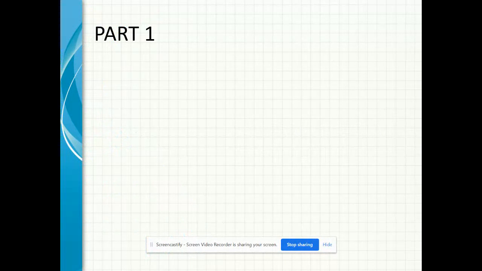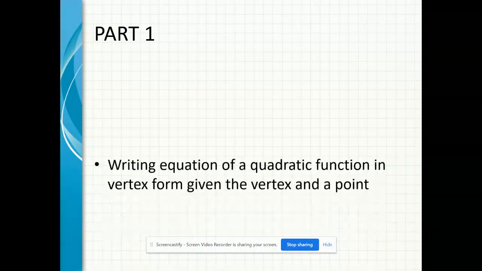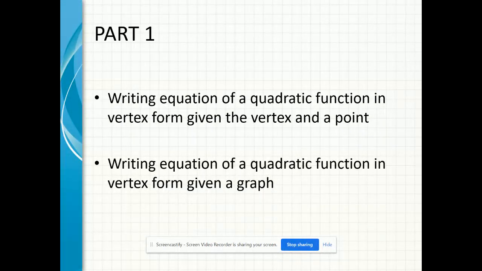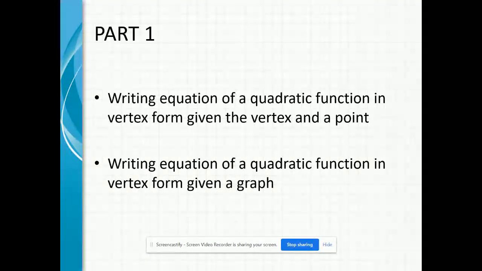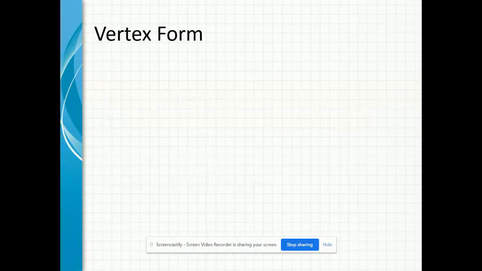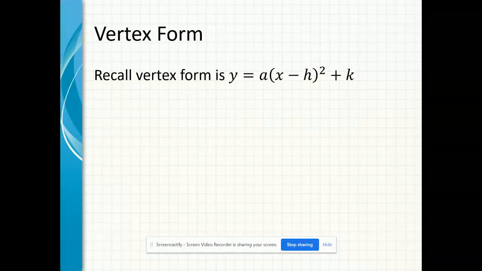So again, it's going to be a couple different parts here. The first part, we're going to look at how to write it if you were given a vertex and a point. We're also going to look at just the graph to figure out what the equation is. So a vertex form, you guys know y equals, we're going to leave it as y equals, and I'll explain why.